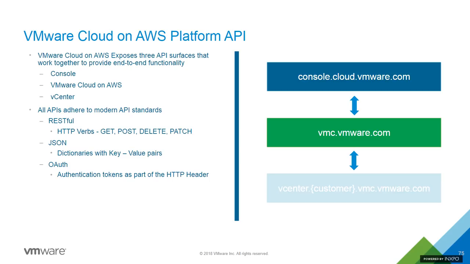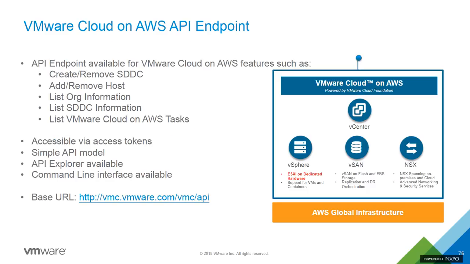All those regular administrative activities occur here at the VMC API surface. And the third one that you see here is your vCenter. This is the same thing that you'd have on premises. So if you're already using things like PowerCLI or REST commands against your vCenter server, that's the third API surface that you'd use. We pretty much talked about this. The one thing I'll point out here is the base URL. So if you want to work directly with the REST API, the base URL for working with the API is vmc.vmware.com/vmc/API.